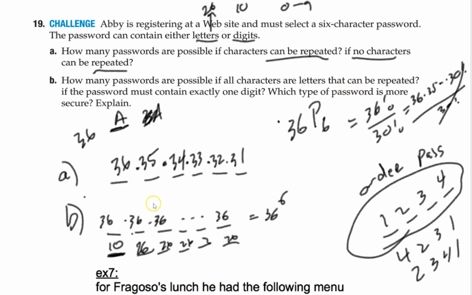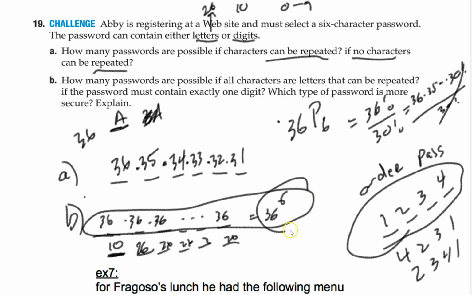Which type of password is more secure? This one is. Why? Because that's more combinations. It's 36 times 36 the whole way out. This is 10 and 26, 26. Sounds more secure. You have way more possibilities.